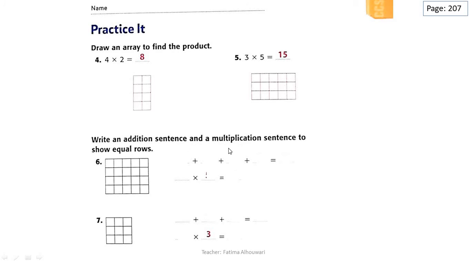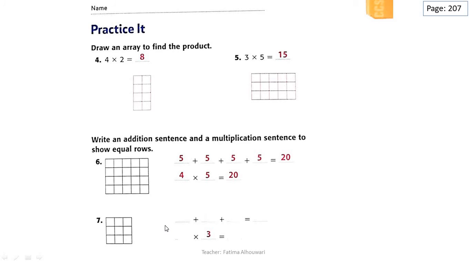Write an addition sentence and a multiplication sentence to show equal rows. In this array, we have 4 rows of 5 tiles. So the addition sentence is 5 plus 5 plus 5 equals 20. And the multiplication sentence is 4 multiplies 5 equals 20. Let's see question number 7.